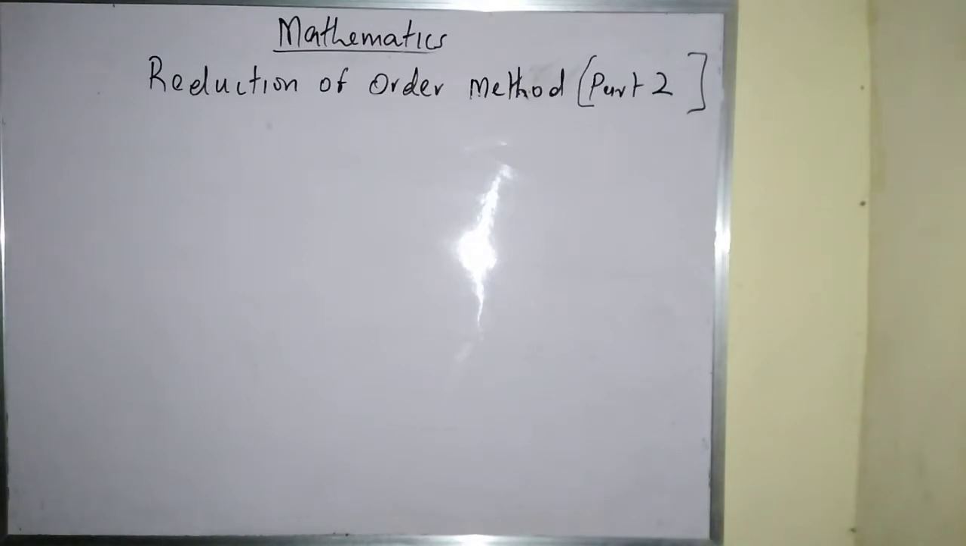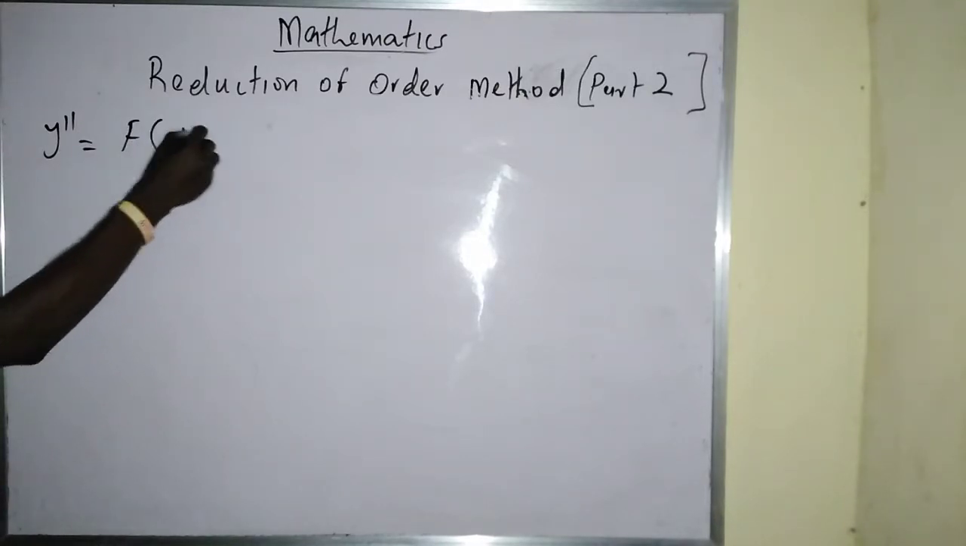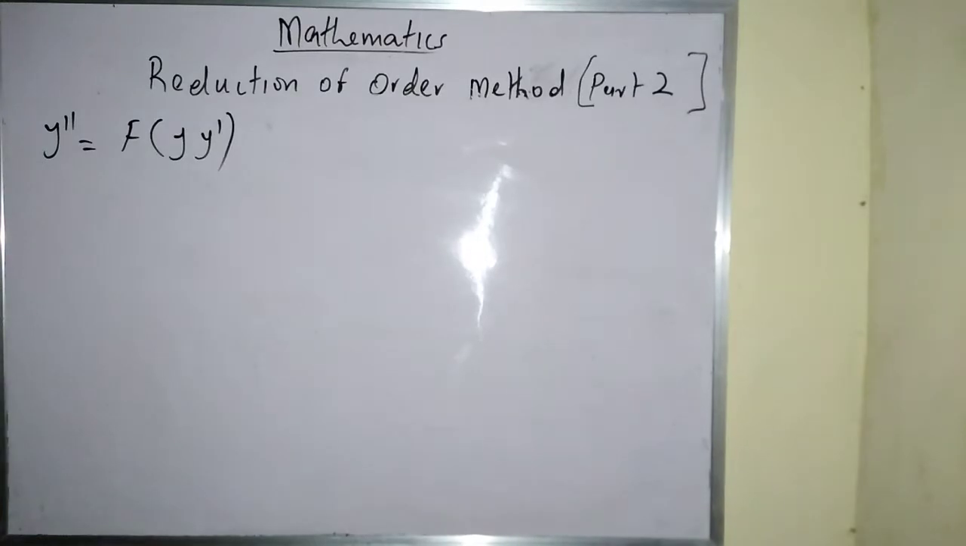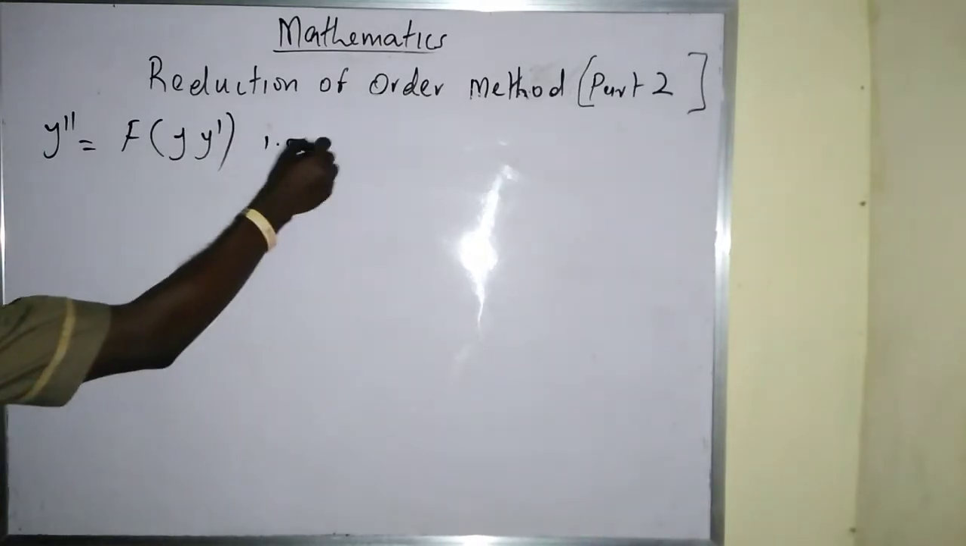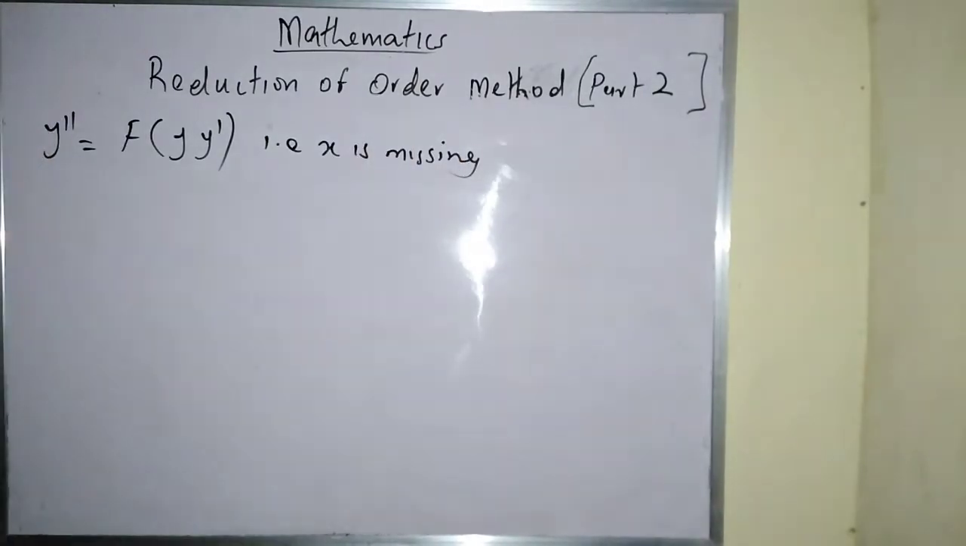Now, for instance, if my x is missing, how will I solve that kind of problem? It means y prime prime will be equal to a function of y, y prime. That is to say, my x is missing. How will I solve this type of problem?